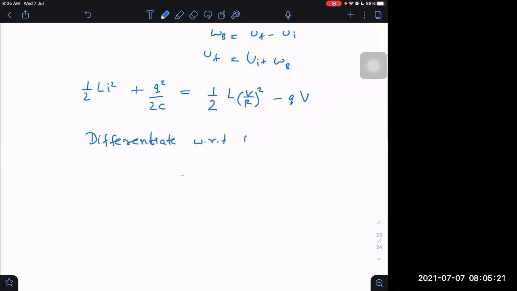Differentiate with respect to time. What do we get now? L into I into di by dt plus Q by C into I, I will write Q by C into I only, and then is equal to 0 minus V into I.